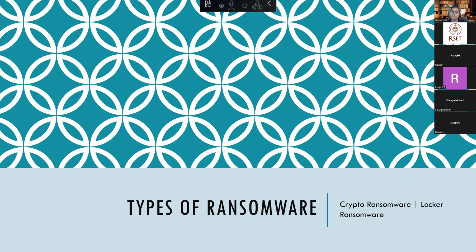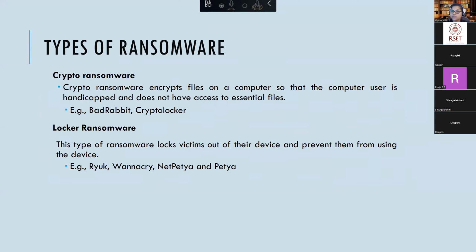Now you understand what ransomware is, what impact it creates, and its complexity and the kind of span it has. So now we will move on to the different types of ransomware attack. There are basically 2 types of ransomware attack. One is crypto ransomware, and the second one is locker ransomware.